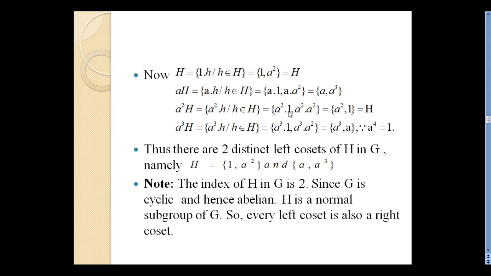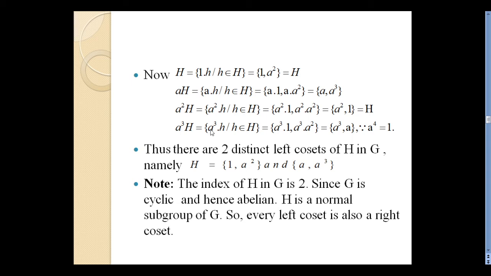So A square into 1 comma A square into A square. So we get A square into A power 4. Here A power 4 was given as 1. So we get A square comma 1, that is nothing but what you already got, 1 comma A square. Both are same. I can write it as H.